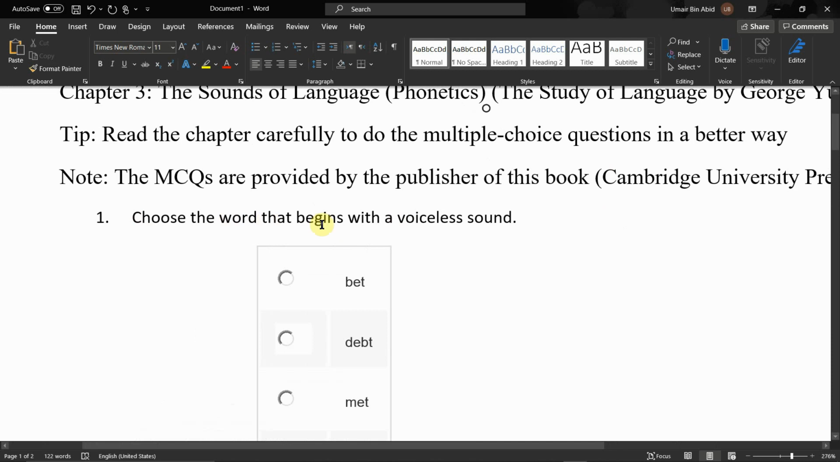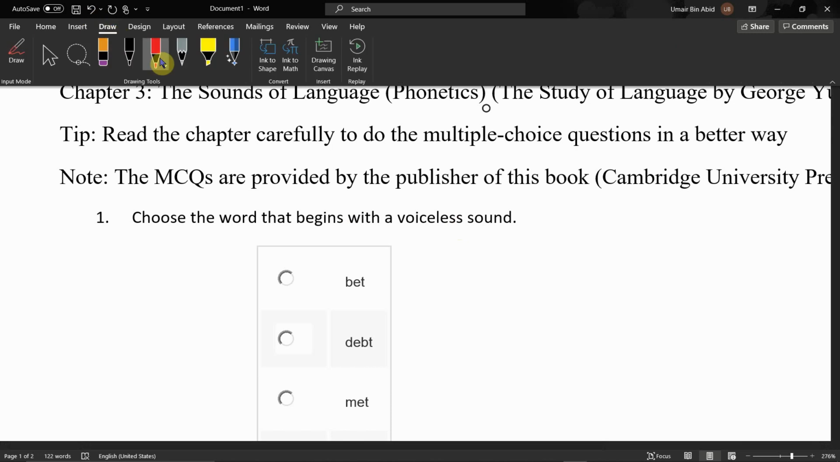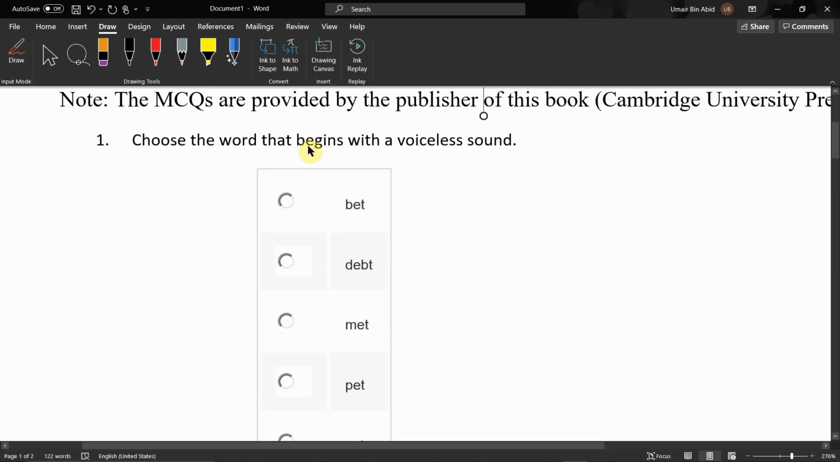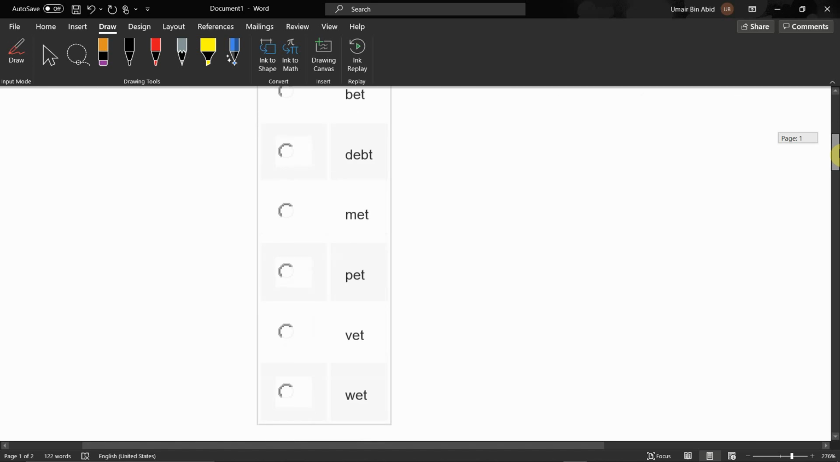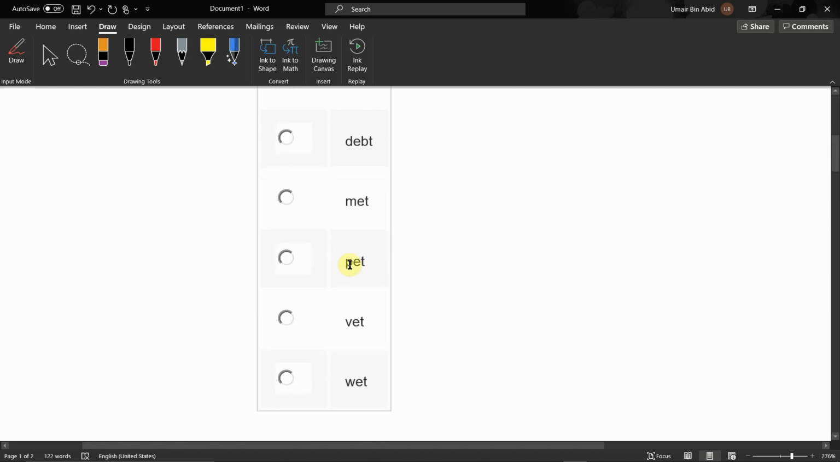So the first one is: choose the word that begins with a voiceless sound. It means you need to have a better understanding of what voiceless sounds are. If we look at the options, bet: the first sound is b, which is a voiced sound, we know. In that, once again the first sound is voiced. In met, once again the nasal sound is voiced. In pet, the first sound is voiceless actually, and in wet, both of these words are also beginning with voiced sounds. So this is the correct option. You need to have the understanding of voiceless and voiced sounds, and I think it's not very difficult.